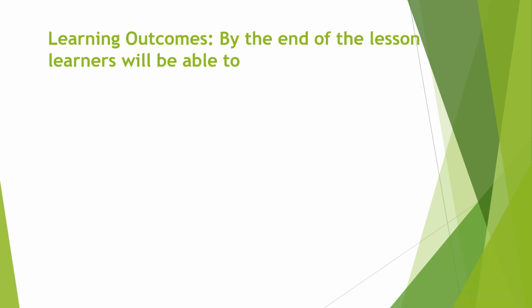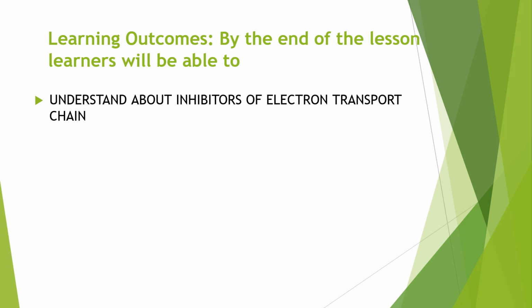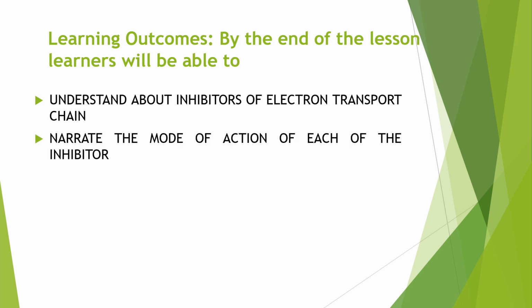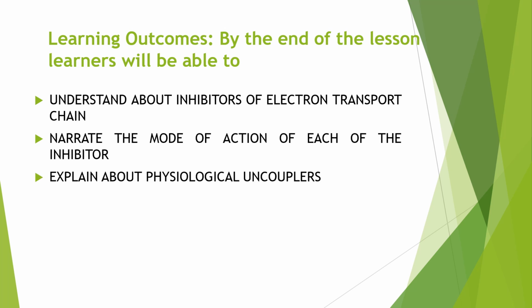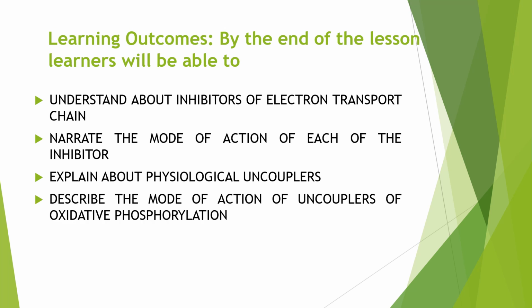Outcomes of the lesson: by the end of the lesson, the learners will be able to understand the inhibitors of electron transport chain. Then they will be able to narrate the mode of action of each type of inhibitor. Then explain about physiological uncouplers. Then describe the mode of action of uncouplers of oxidative phosphorylation.